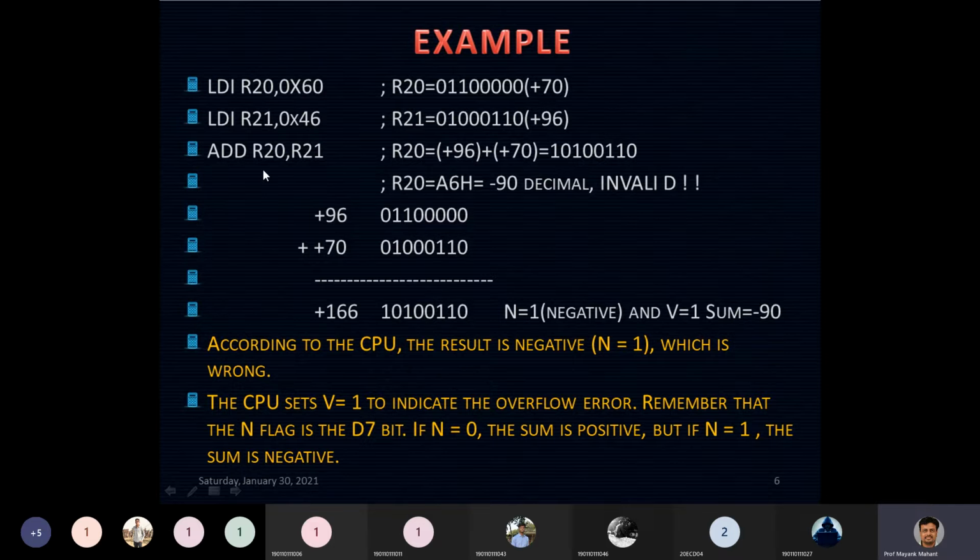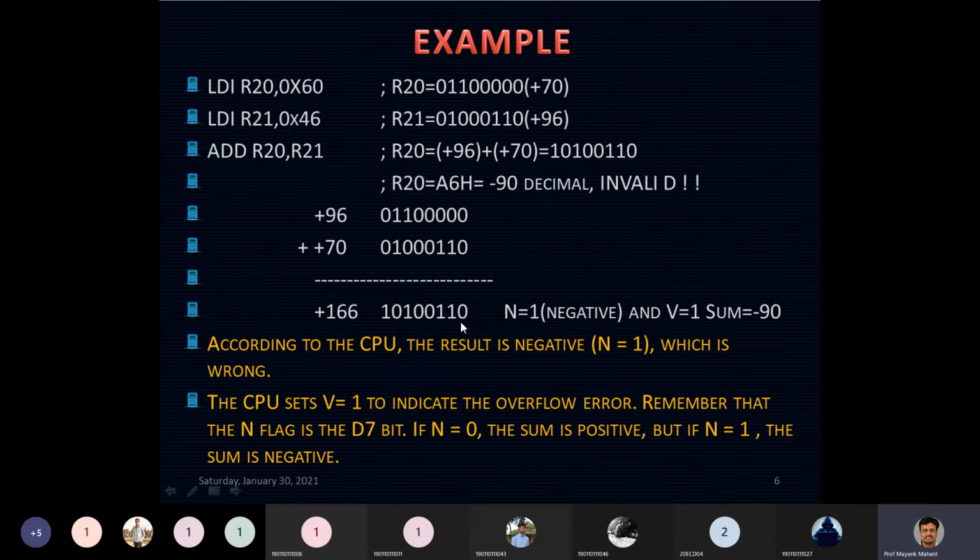Over here, if you check the result in your R20, it will show A6, because this is 8 plus 2, 10, that is A, and this is 6. So A6 would be the result available in your R20, but actually you want the result that is equal to 166. If you go for the human interpretation of what you, the programmer, are interpreting, this bit is equal to 0, and the rest of the bits are the 2's complement.